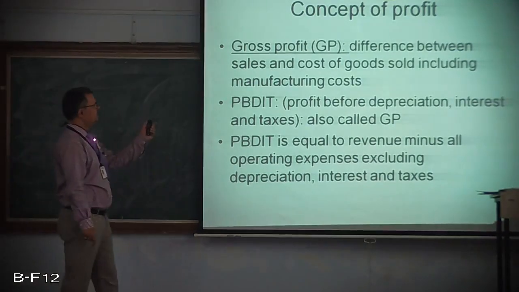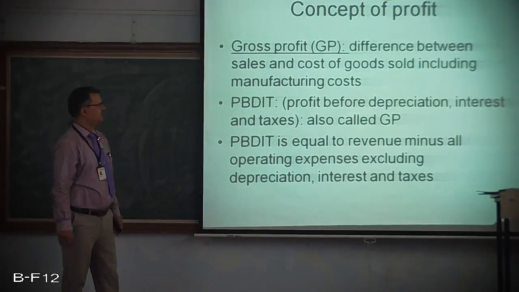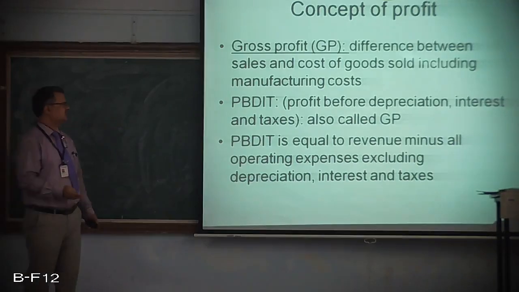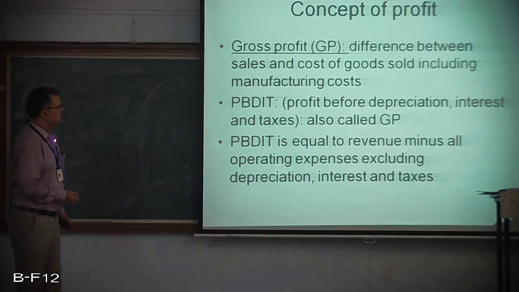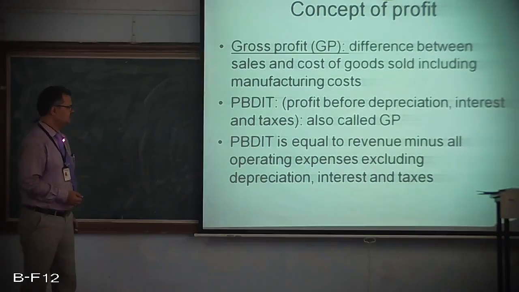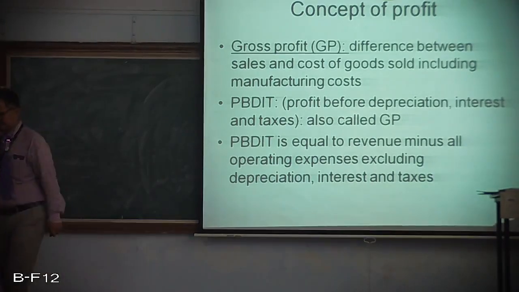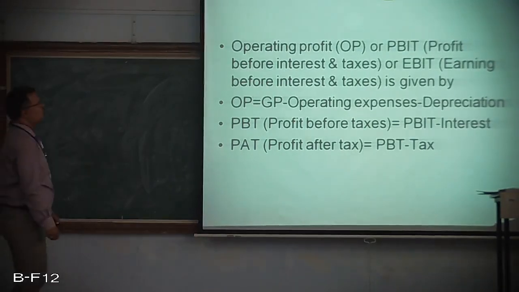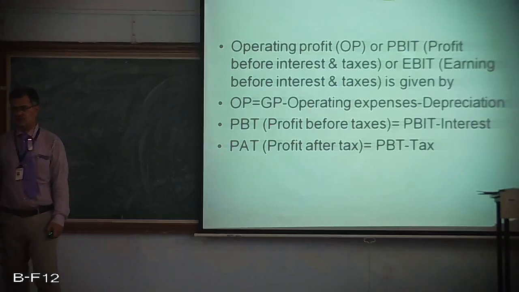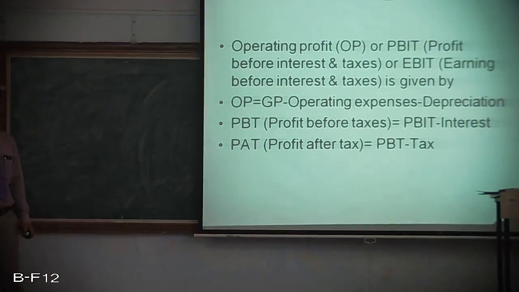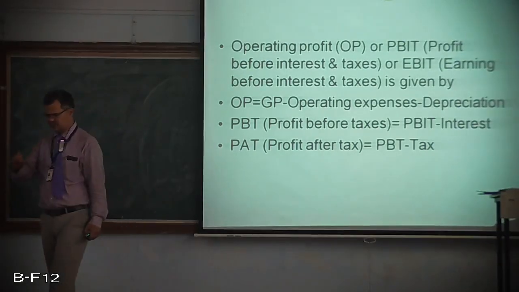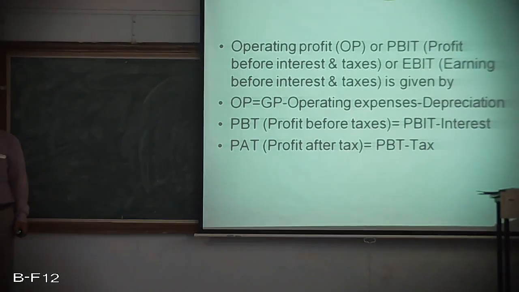So PBDIT, that is profit before depreciation, interest and taxes, is equal to revenue minus all operating expenses, including the depreciation, interest, and the taxes. Next, one more thing called OP, that is operating profit. Remember GP and OP. GP is basically the gross profit before calculating the depreciation, interest, and taxes. Then there is OP, that is operating profit.